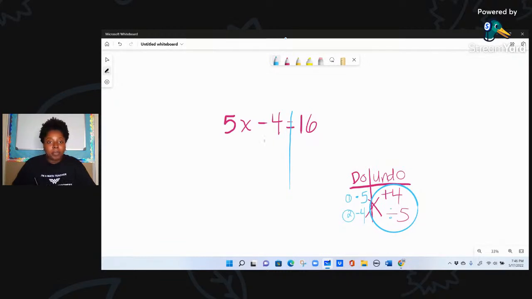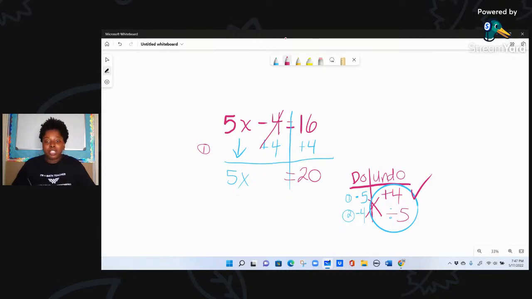So let's do step 1. Add 4 to both sides. I didn't do anything to this 5x, so that's why I'm bringing it down. I haven't done anything to it yet. I'm just doing step 1. Add 4 to both sides, right? So my -4 and +4, opposites, cancel each other out. 16 plus 4, we're going to get 20. So I just did step 1. I put a check because I just did step 1.